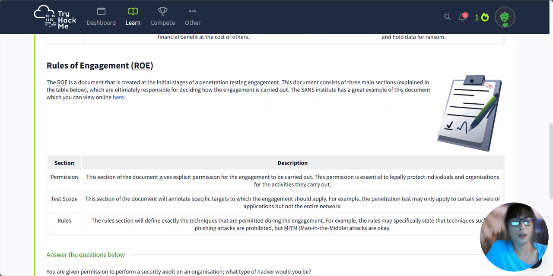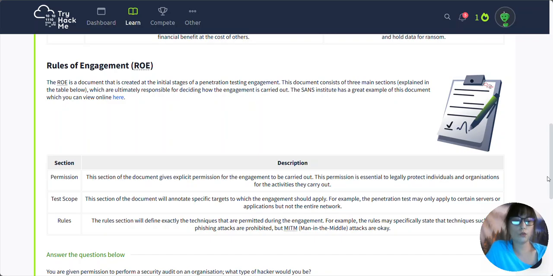Permission. This section of the document gives explicit permission for the engagement to be carried out. This permission is essential to legally protect individuals and organizations for the activities they carry out. Test scope. This section of the document will annotate specific targets to which the engagement should apply. For example, the penetration test may only apply to certain servers or applications, but not the entire network.